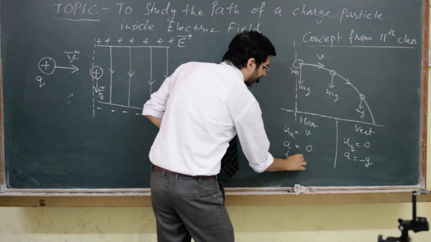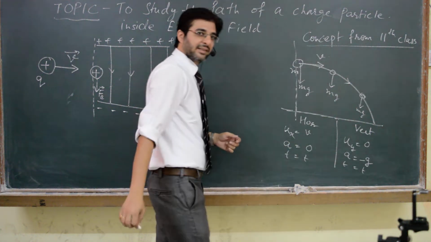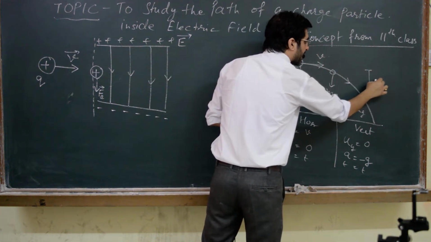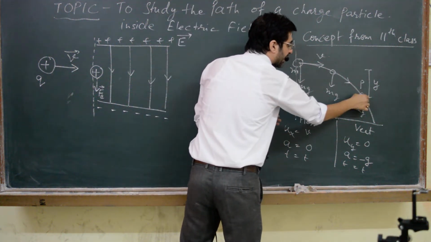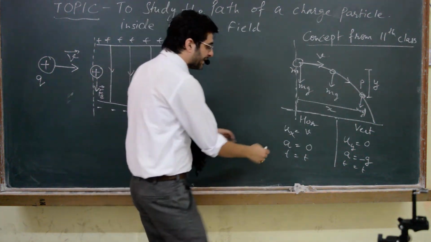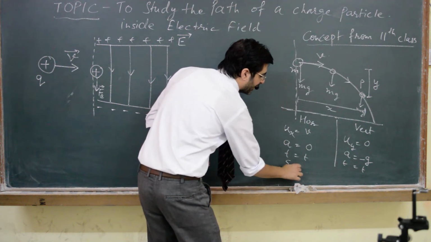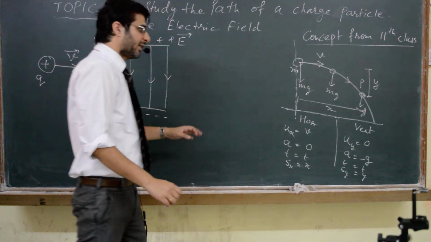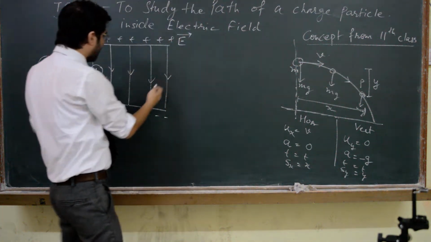So at any time, suppose this particle is at this location. What displacement has it covered? The vertical displacement covered by the projectile is this much, and the horizontal displacement for this particular position is this much. That means at any time t, if the particle is at this point, then the horizontal displacement is given by x, and the vertical displacement is given by y. We have solved this concept in 11th class. This same concept will apply here.